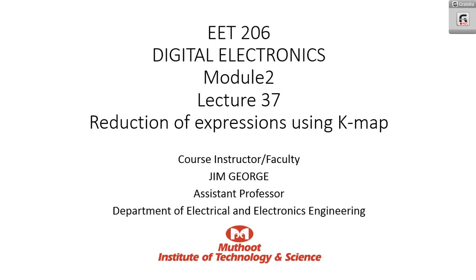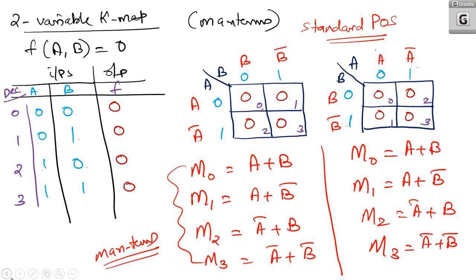Welcome to the 37th lecture of digital electronics. In this lecture, we will be dealing with how to reduce Boolean expressions using K-map. So, before going into the lecture, let me take the example of two variable K-map.